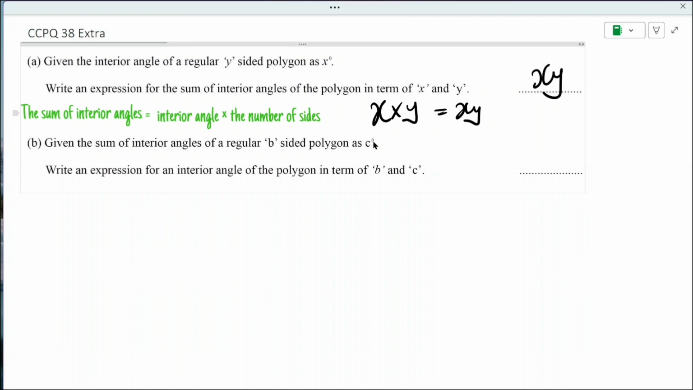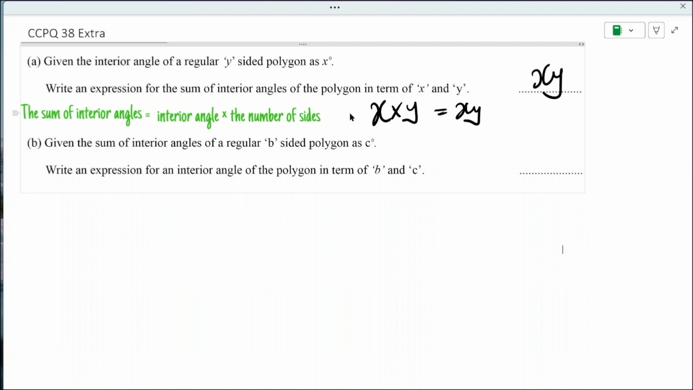The B part of the question: given the sum of interior angles of a regular b-sided polygon as c degrees, write an expression for an interior angle of the polygon in terms of b and c. Going back to the first line, we have the sum of interior angles as c, and the number of sides of a regular polygon as b.